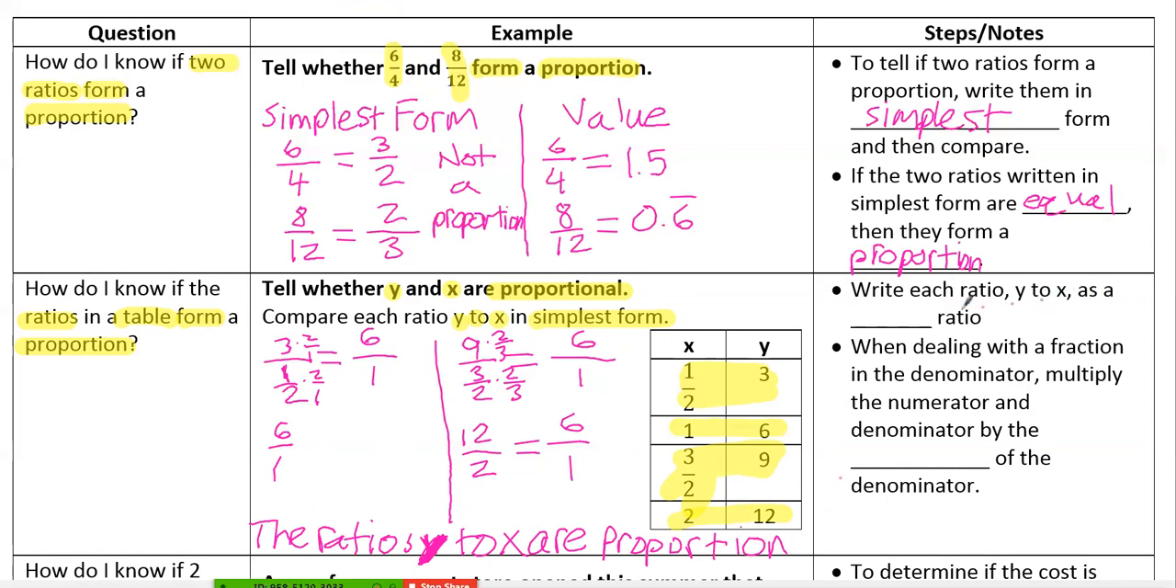Write each ratio y to x as a unit ratio or unit rate, right? It's like a unit rate. It's having one denominator. When dealing with a fraction in the denominator, multiply the numerator and the denominator by the reciprocal of the denominator.